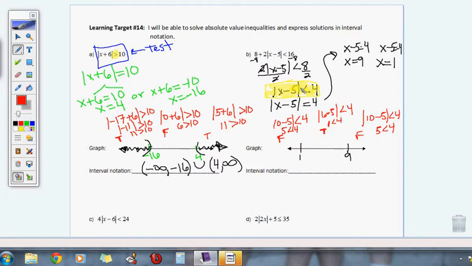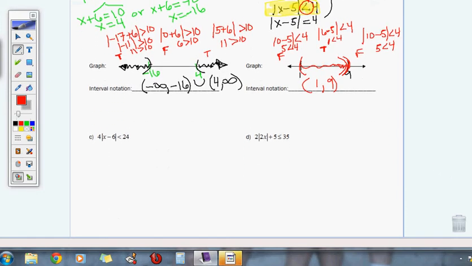And this problem, if we look, does not, again, have the or equal to, so it's just going to be parentheses. But this time we're shading the middle. So interval notation would be 1, 9 on that problem. All right, halfway through this worksheet.